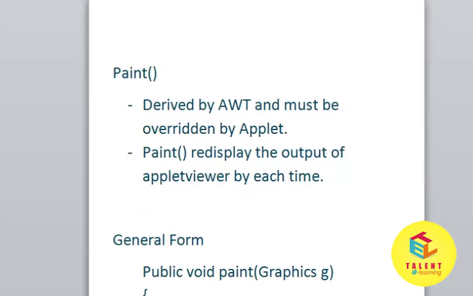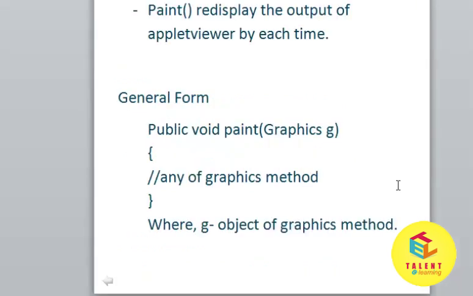Paint method is used to draw a string or draw some shapes like rectangle, circle, etc. Paint method is defined by AWT and must be overridden by the applet. Paint method redisplays the output of the applet viewer each time. Let's check the general form of the paint method.